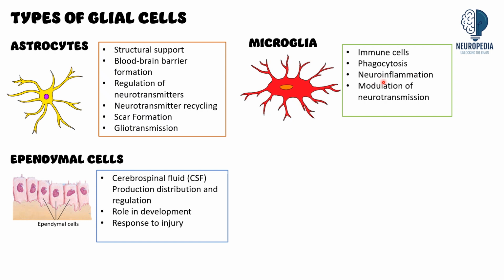They are also involved in neuroinflammation. While microglia play a protective role, excessive or chronic activation of these microglia can lead to neuroinflammation. This inflammation can contribute to neurodegenerative diseases and other neurological disorders. Modulation of neurotransmission. These microglia can influence neuronal activity by releasing factors that can affect synapses and neurotransmission. In certain conditions, this interaction might contribute to neurological disorders.